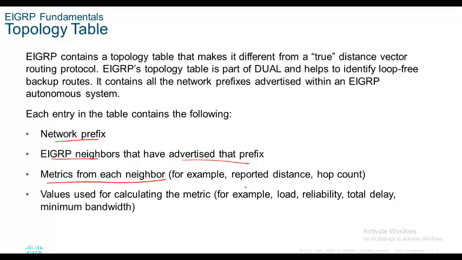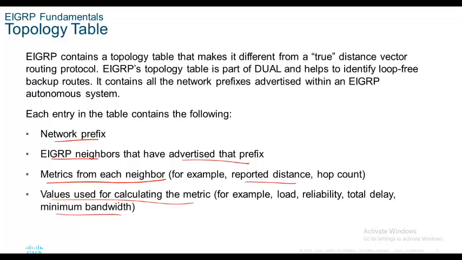I don't know from where they got this point: values used to calculate the metric. Funny. You see, they say a table contains values used to calculate what? Where is it? This is a composite value. There is no value called bandwidth and delay and load here. So, composite value means bandwidth and delay. That is what you see here.